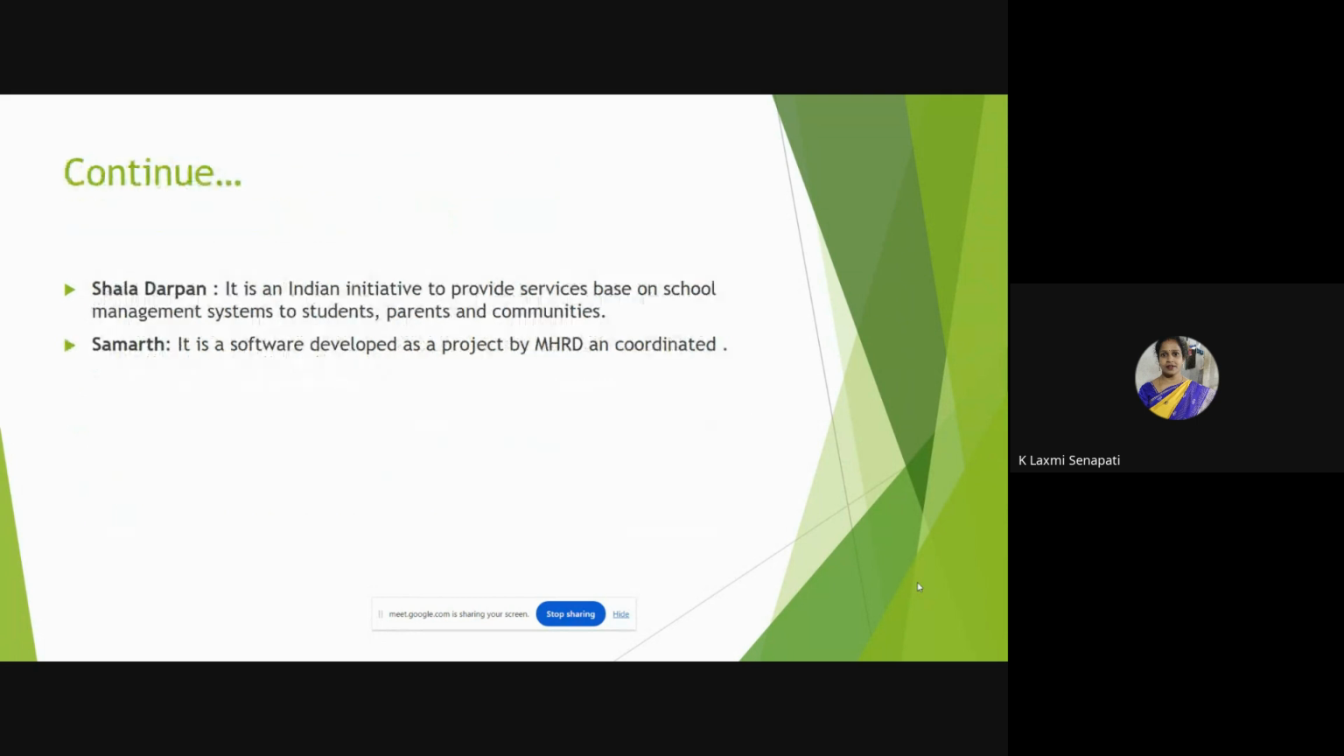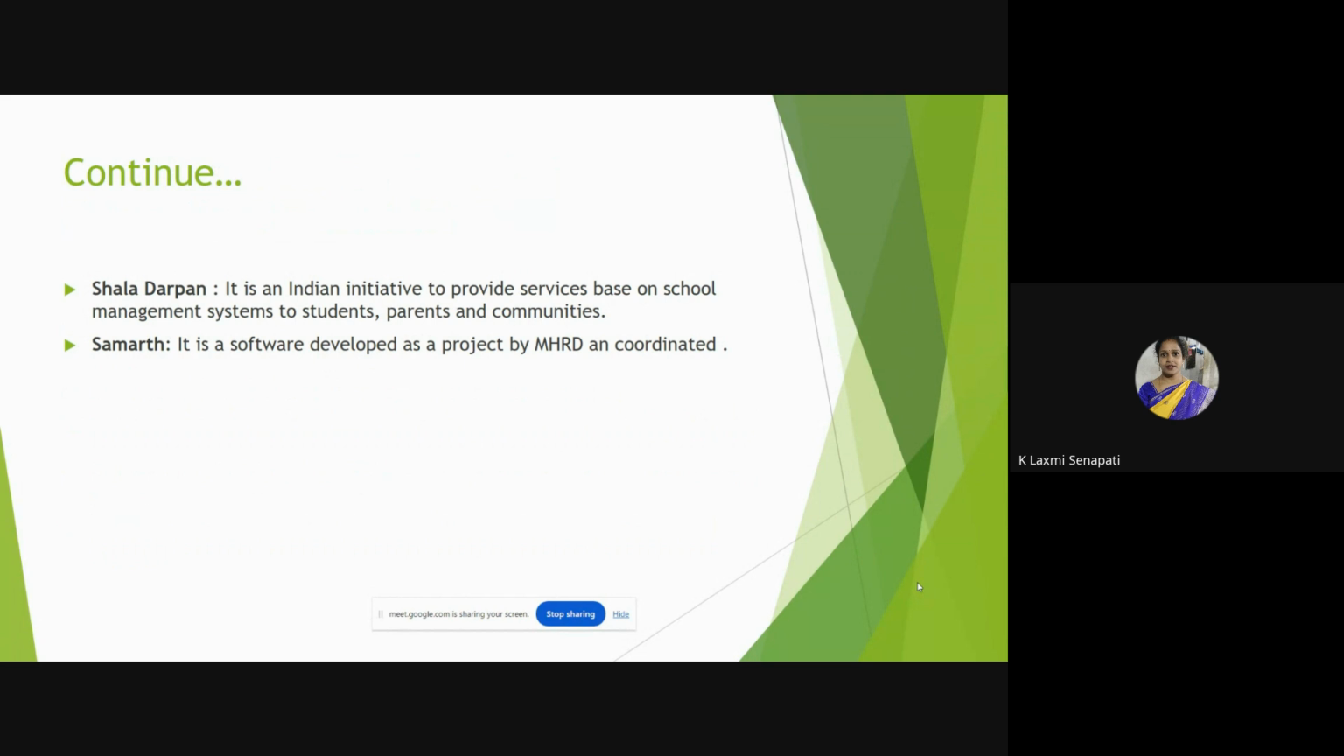Okay, so here one more is there, that is Shala Darpan. It is an Indian initiative to provide service based on school management system to students, parents, and communities. Here you see it is involving all. It includes the students, their parents, their communities, and also the teachers. Definitely, all will be involved in this activity.